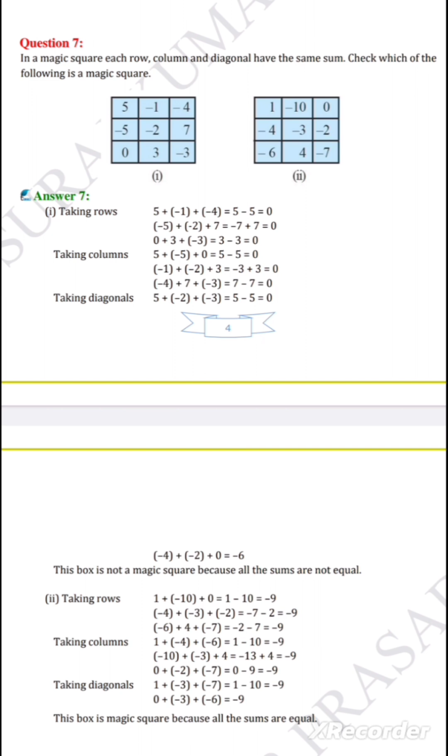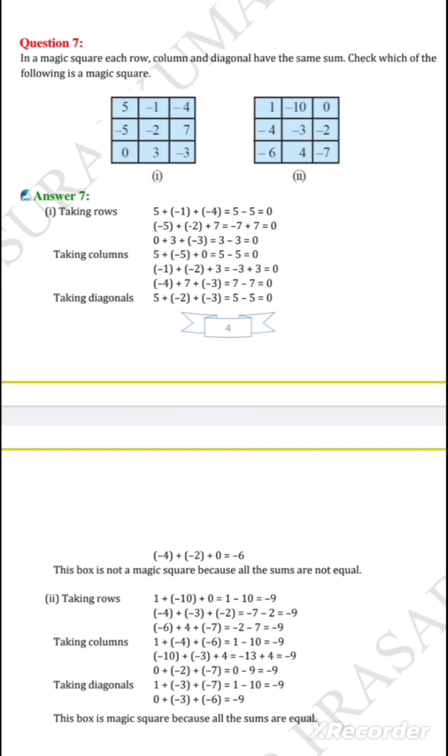And taking diagonals, 5 plus minus 2 plus minus 3 is equal to 0. And minus 4 plus minus 2 plus 0 is equal to minus 6. This box is not a magic square because all the sums are not equal. And let's check the second square.